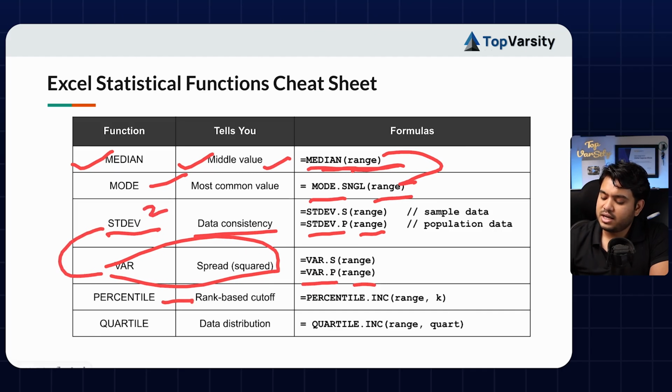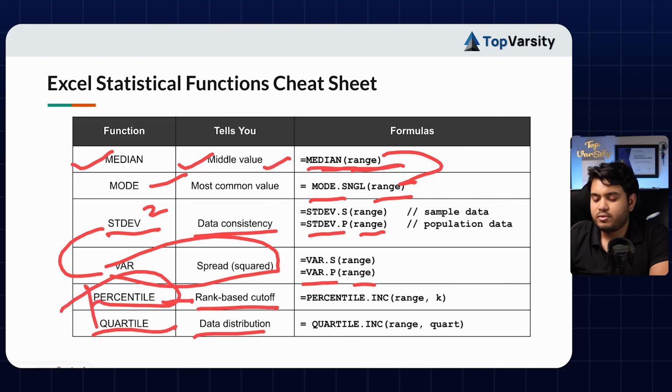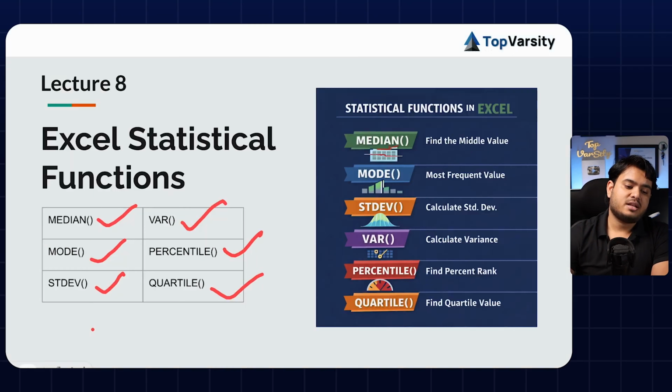Percentile, rank based cutoff, it's a very easy concept. And for data distribution, if you want to divide it into 4 parts, you can use quartile. Percentile you already know, because everywhere it's percentile nowadays. I hope you understood each and everything about this, and now we have only 2 lectures left. First will be your charts, I guess, and then data cleaning.